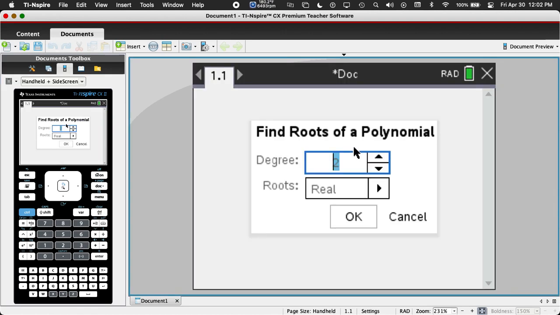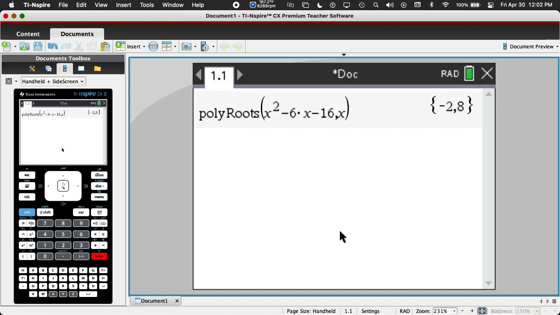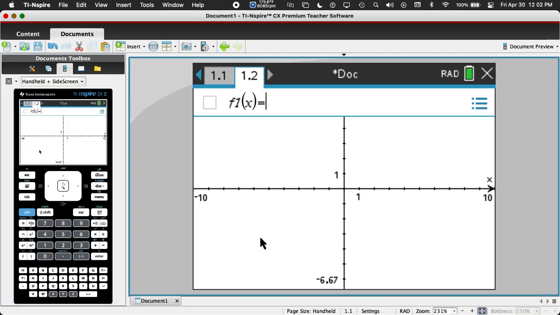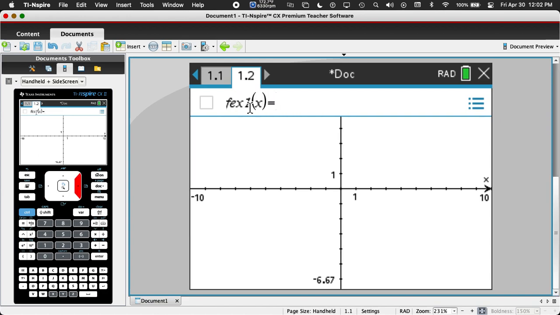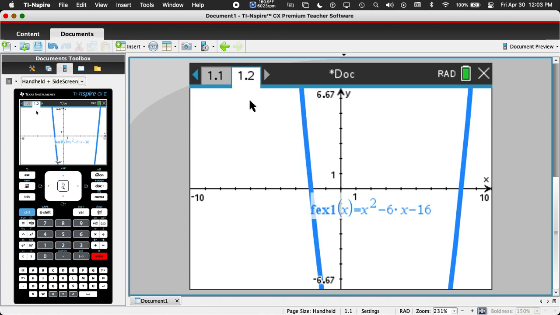I'll say find the roots of a polynomial, and I'll go ahead and type in those values. 1, -6, -16. And it's going to spit out the equation for me, and look at that. Same exact numbers. I could also go ahead and graph this, and I'll call this FEX1. And I'll put in my original equation, x to the power of 2 minus 6x minus 16. And look at that. I ended up with somewhere around 8, somewhere around -2, but I just want to verify.